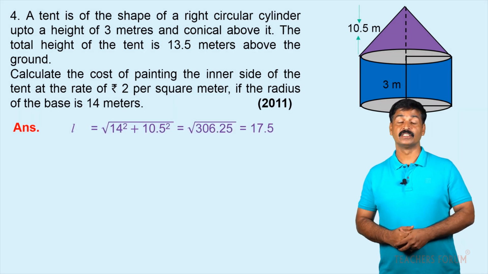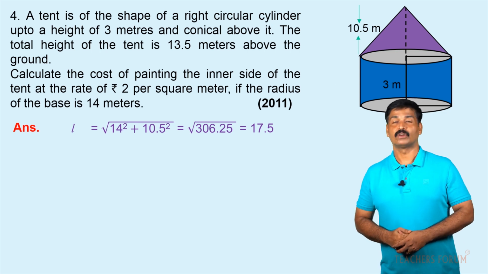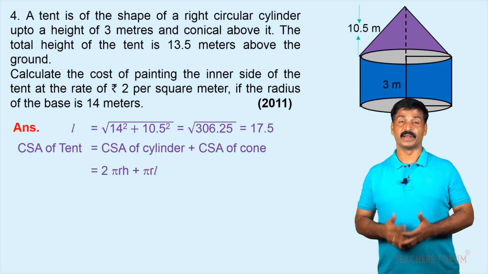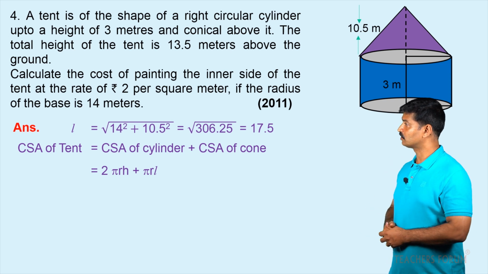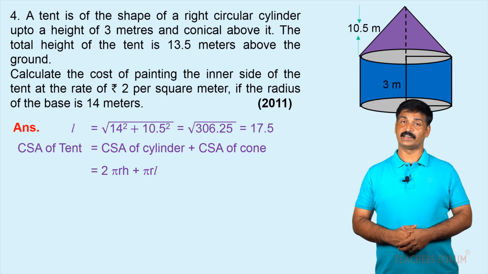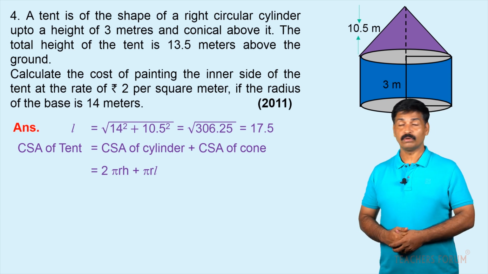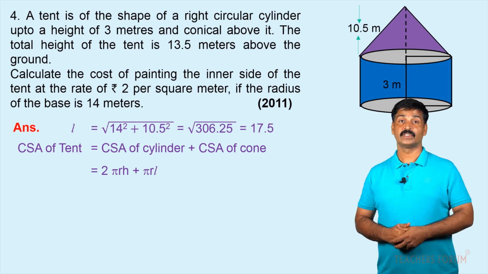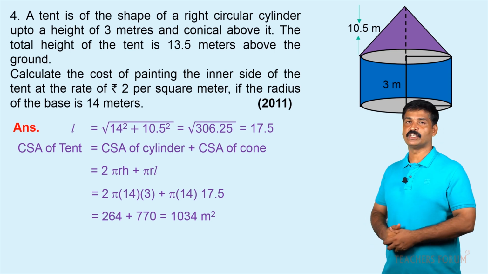17.5. The question is, you have to find out the total surface area of the tent. Total surface area of the tent is equal to the surface area of cylinder plus lateral surface area of the cone. You know the formula to find the CSA of cylinder, that is 2 pi RH. Lateral surface area of cone, pi RL. Now you know all the values here, and when you substitute properly, you will be getting the CSA as 1034 meter square as the total surface area of the tent.